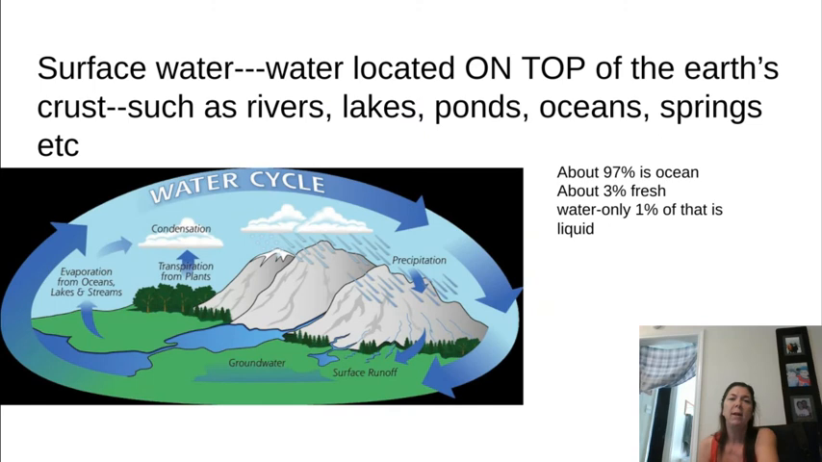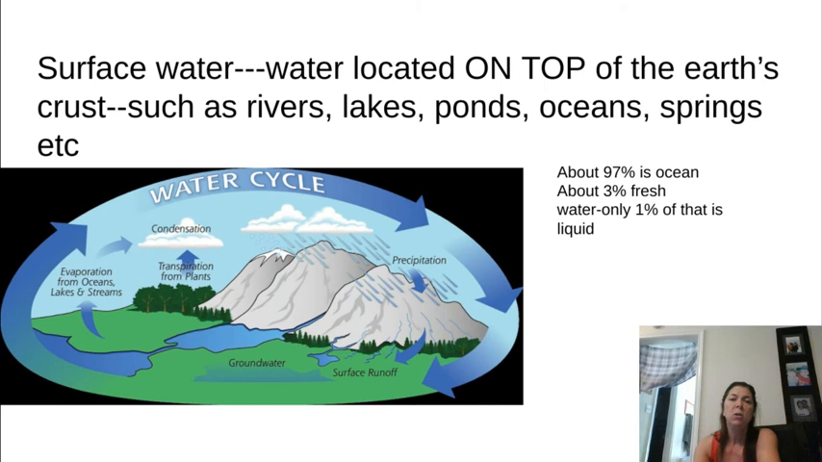Alrighty, so let's start and look at surface water. So if you're thinking about the water cycle, remember the surface water is pretty much everything that's on top of the earth. So you're talking rivers, lakes, ponds, oceans, springs, okay, all of the water.